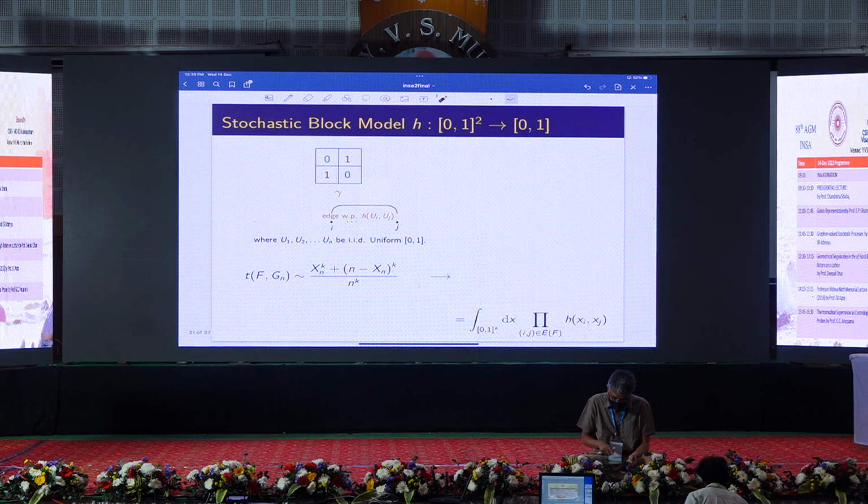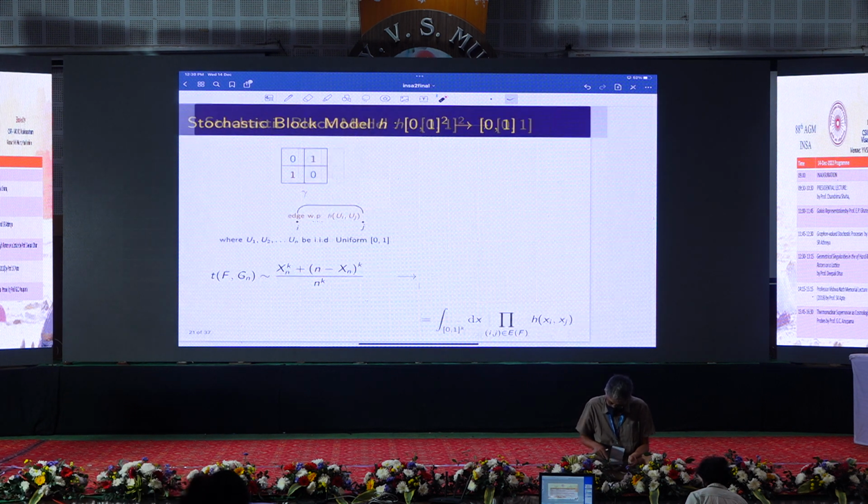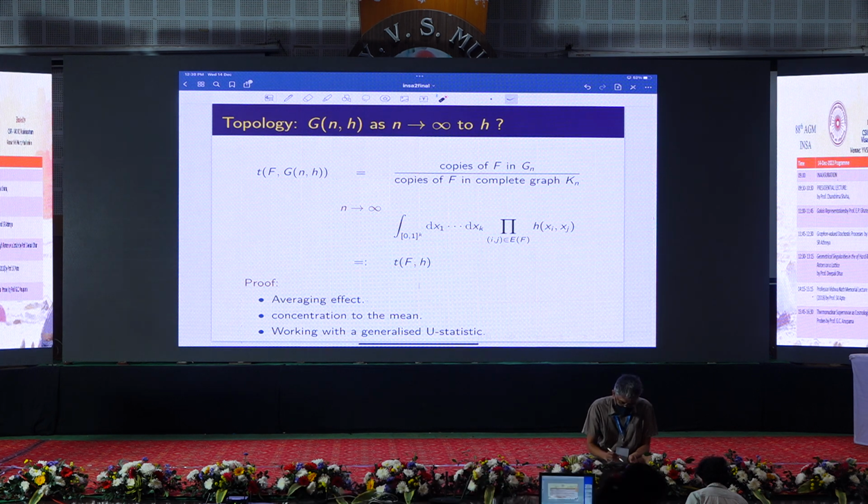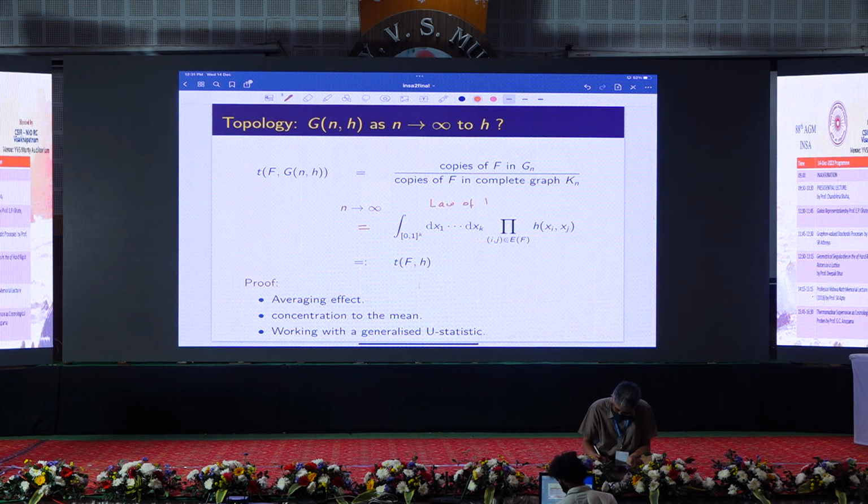So now, okay, I will skip this slide because I'm running short of time. What you can actually show is that there is a law of large numbers limit: if you look at the subgraph density of G and H, they will converge to this integral. This is something that is good to do, but since I want to show something else in the last 5 minutes or so, I will not illustrate why this is important. But this sort of gives you a topology on dense graphs, which is what I'm after.